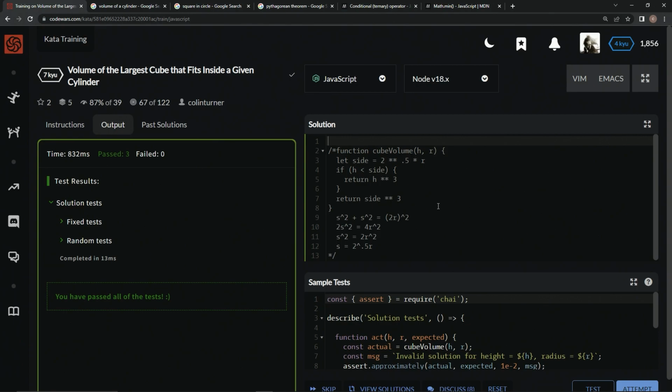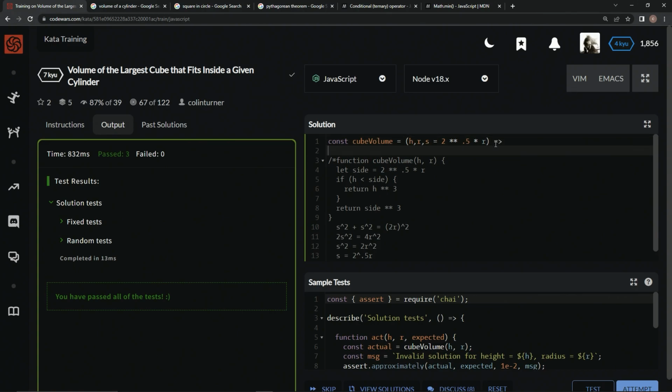We're gonna say something like const cubeVolume equals h comma r comma, and then we're going to say s equals, and we'll just throw this right in there. We'll declare the s inside of the arguments list. So what we're going to do first is cut this down by getting rid of these if statements. This if statement, right?